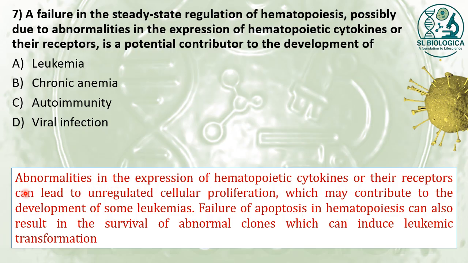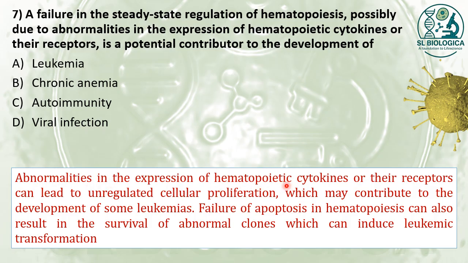So it can contribute to the development of some kind of leukemia. Leukemia is a kind of blood cancer. Okay. Then failure of apoptosis in hematopoiesis can also result in the survival of abnormal clones. So this will also lead to the development of leukemia. During the regulatory process of hematopoiesis, apoptosis or programmed cell death is actually happening. So this one is responsible for the removal or death of the abnormal cells.